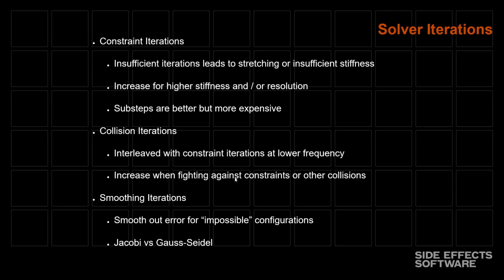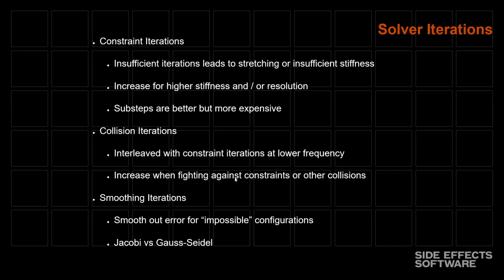And finally, there's smoothing iterations. Smoothing iterations are there to smooth out any constraint error. So smoothing iterations are, again, for constraints, and they're to smooth out error for impossible configurations. What I mean by that is situations where you might have infinite stiffness on, say, some spring constraints or distance constraints, but then you're trying to stretch them over a collision or just with 2 pins on either side. And there's basically no way to accurately solve it. So you're going to get some error, but you want that error to uniformly spread across the geometry. And this is what smoothing iterations helps you do.